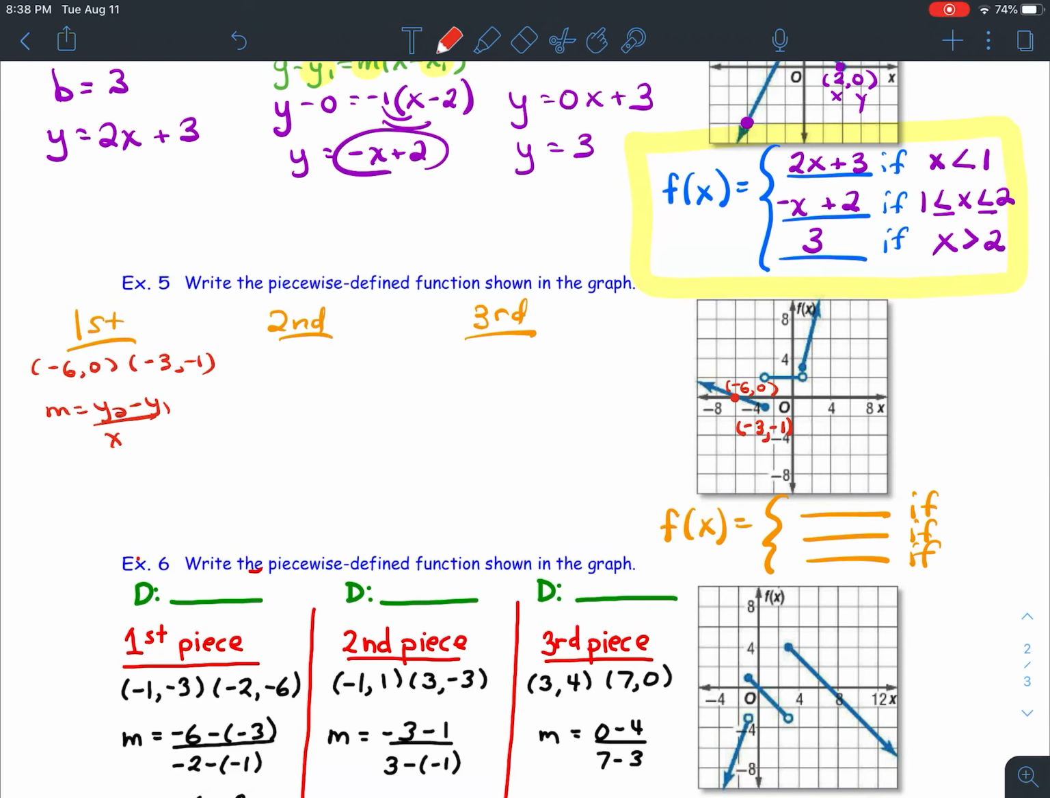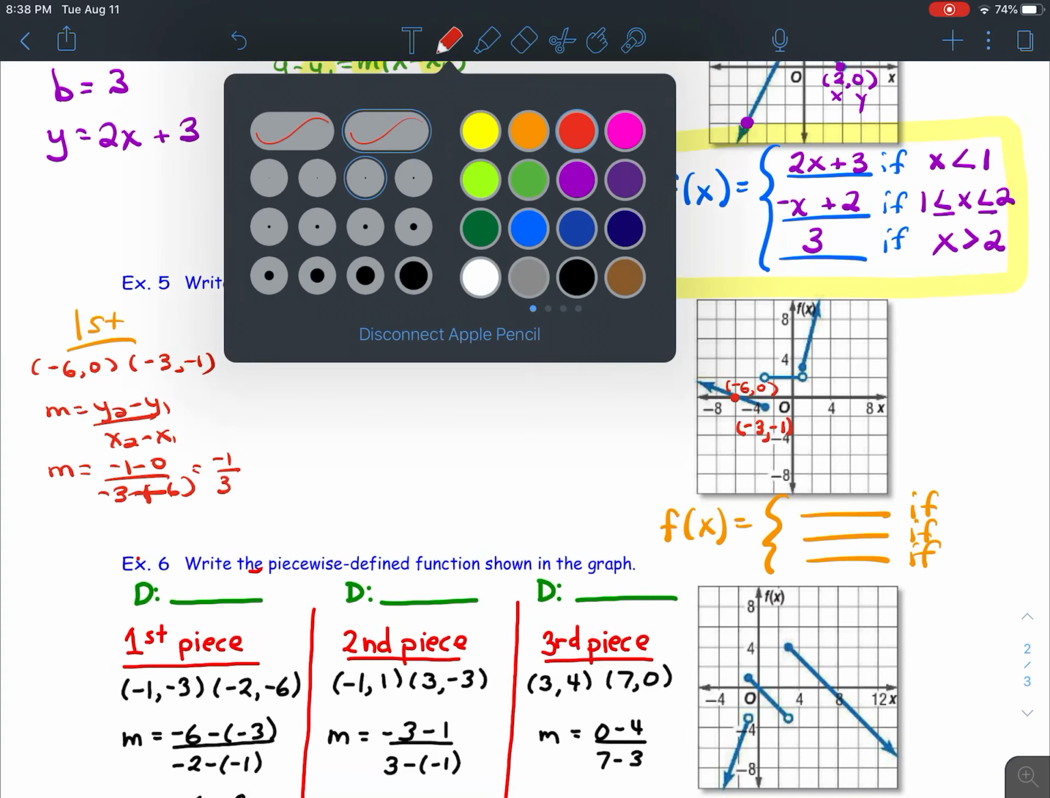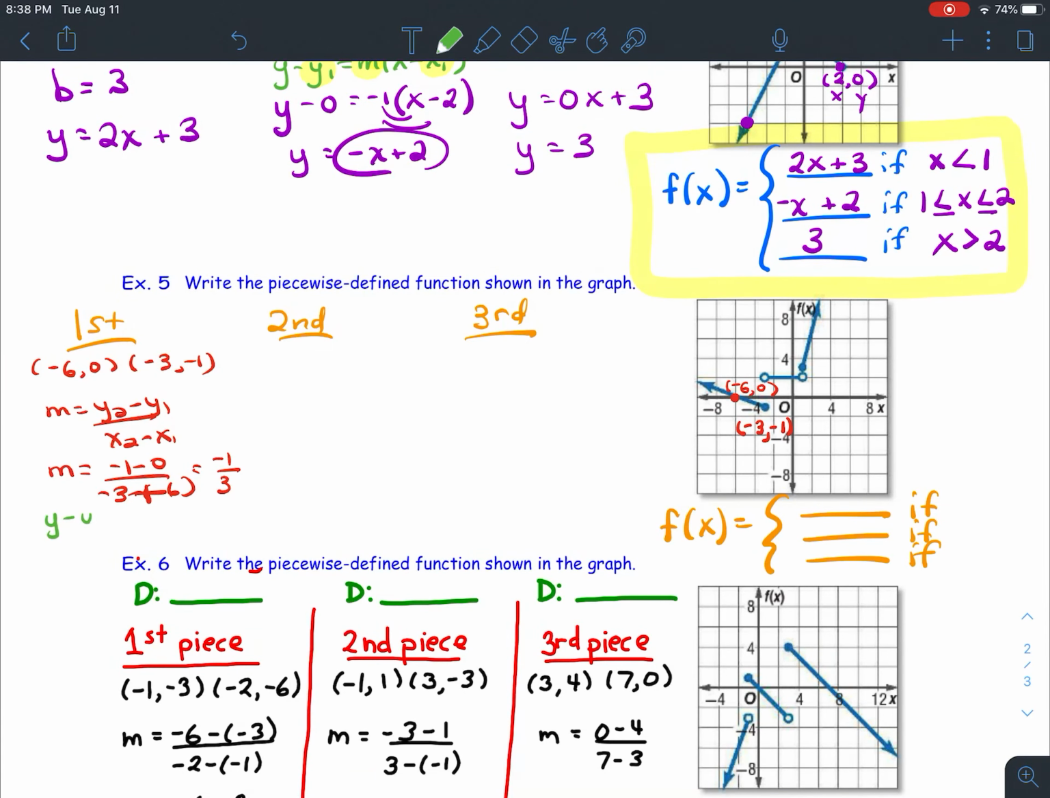Okay? If you're not comfortable counting up and over for rise over run, you can always identify 2 points like I just did. And then you can use the slope formula, y2 minus y1 over x2 minus x1, to calculate what your slope is. Okay? So I'm going to connect those. Looks like we're getting -1/3 for our slope.